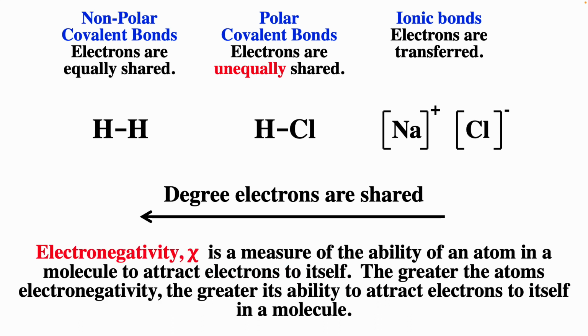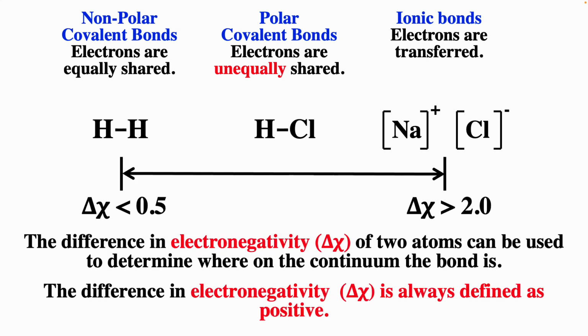So electronegativity is a measure of the ability of an atom in a molecule to attract electrons to itself. The greater an atom's electronegativity, the greater its ability to attract electrons to itself. And so if you have a really big difference in electronegativity, that means one atom is much better at grabbing electrons to itself than the other, and you have a transfer of electrons and you form an ionic compound.